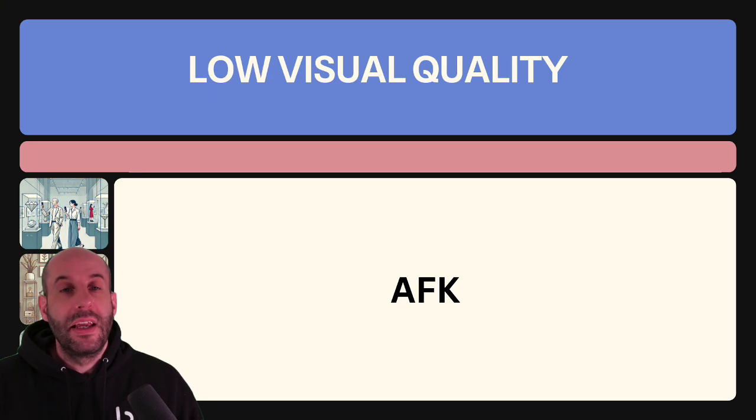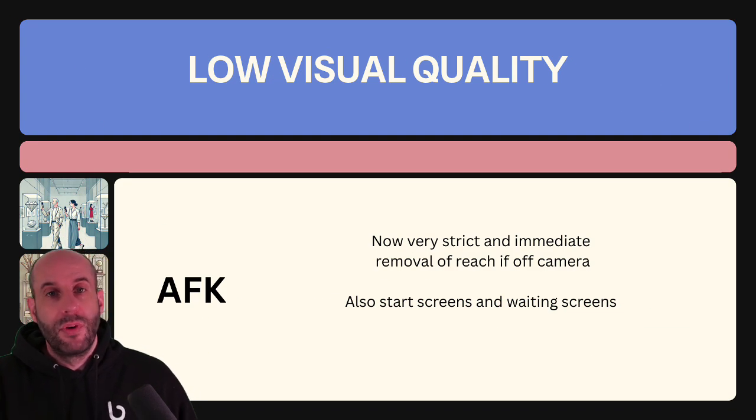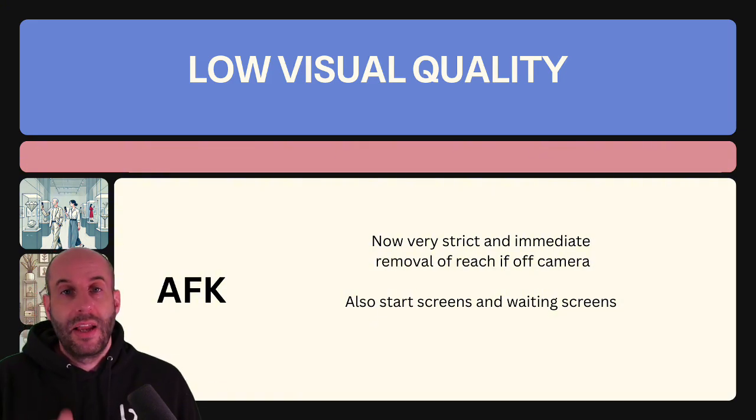And then finally, low visual quality. In here, AFK, away from keyboard, should be away from camera. It's very strict, and there's an immediate removal from the For You page or the live feed if you're off camera. Even leaning off camera for a second or two triggers it. This creates a poor viewing experience for anyone swiping onto your feed on the live feed, so it's just simply not sent there. Also, be mindful of start screens and waiting screens.